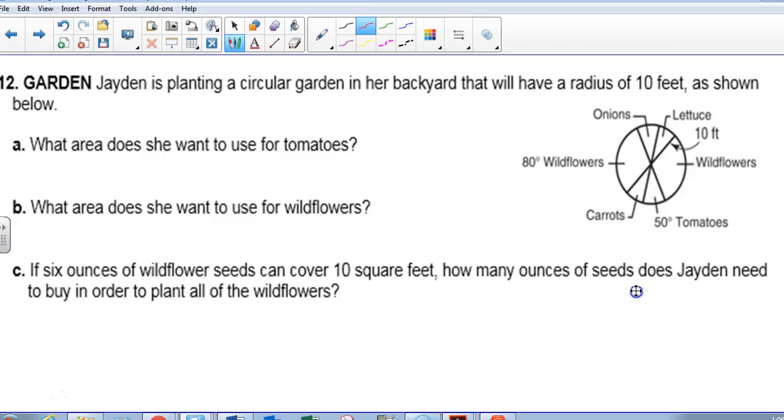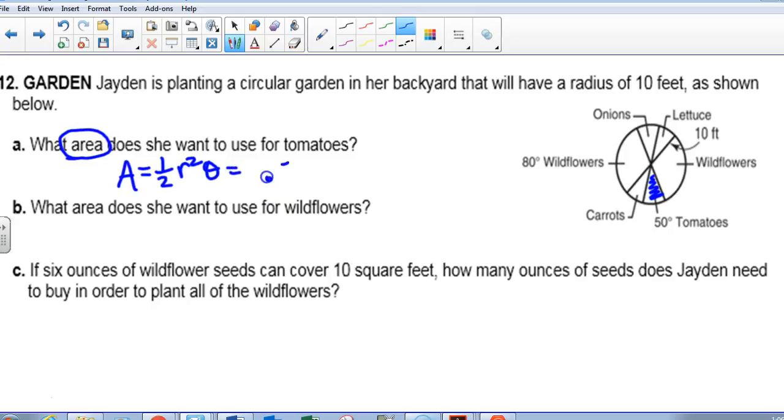Let's try number 12. Jaden is planting a circular garden in her backyard. It has a radius of 10 feet as shown below. What area does she want to make for tomatoes here? It would probably be easier to do this question in degrees if you know the formula, but we're going to be given the formula if we're using the reference sheet that uses radians.